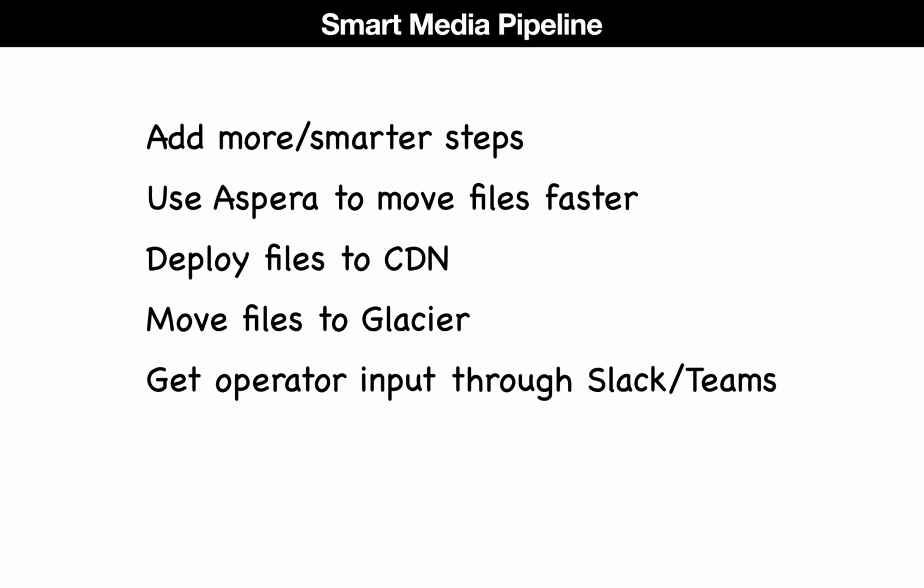We can get operator input through Slack and Teams, so it asks operators interactively what to do with specific files that we don't know how to handle. And we can send email and other notifications out. And of course, we could have done this entire demo with Azure or other services and not just AWS. So here you go. This is how you build a smart media pipeline with Reshuffle in just a few scripts and minimal knowledge of JavaScript, and end up with a very flexible and easy to use system, which is easy to extend and enhance in the future.